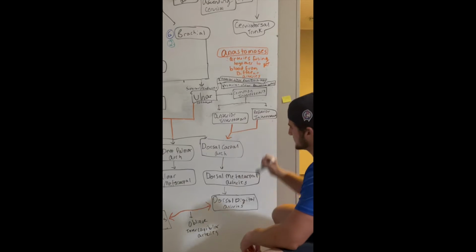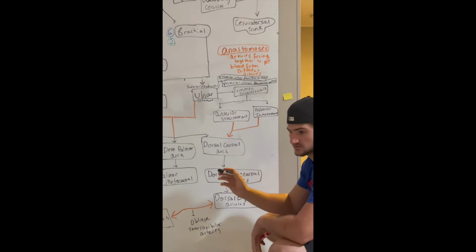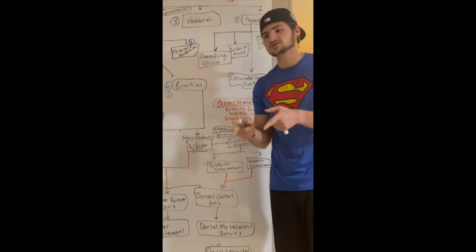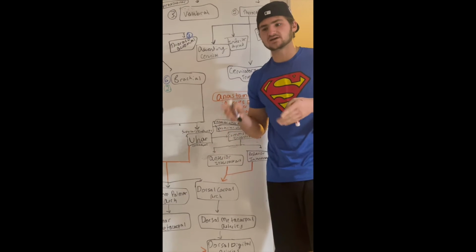See how I have an orange line here? This is called an anastomosis. An anastomosis is when 2 things fuse together and form or deviate from one branch.